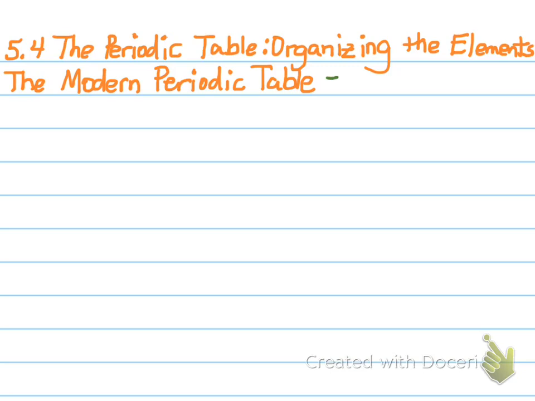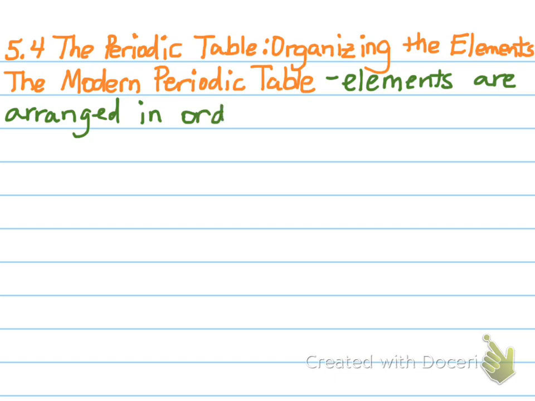On the modern periodic table, the elements are arranged in order of increasing atomic number.